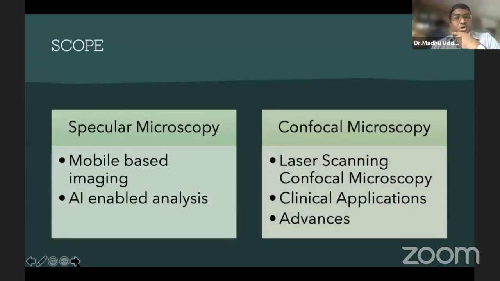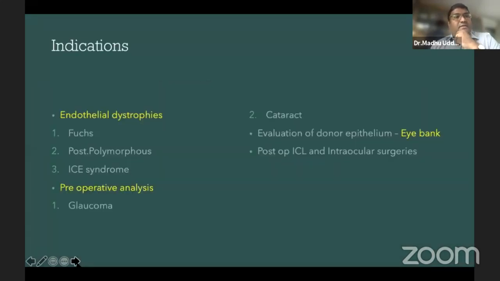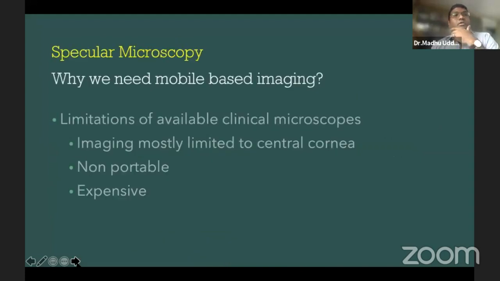So the scope of this talk would be under the following headings. Specular microscopy basically is used for diagnosing endothelial dystrophies like Fuchs and posterior polymorphous corneal dystrophy, also in preoperative analysis of glaucoma and cataract, and also the specular microscope that we use for eye banking. And also we use it in the follow-up of ICL and other intraocular surgeries.